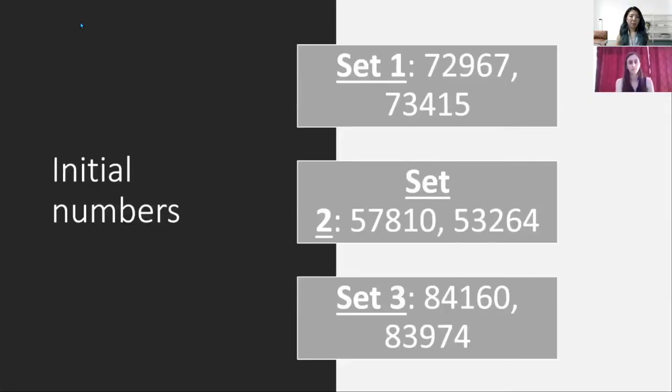So the initial numbers that we had for set 1 were 72967 and 73415. For set 2, we had 57810 and 53264. Then for our third set, we had 84160 and 53974. Both numbers in each set would start with the same number, and this was to help with carryover effects.